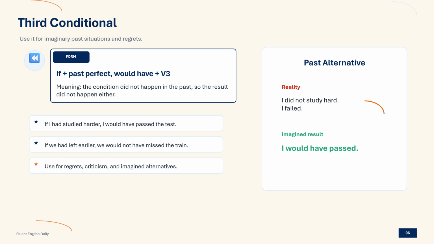The third conditional is commonly used to express regret, criticism, or imagined alternatives to past events. It allows us to think about how the past could have been different. However, the past cannot now be changed. So when you see had plus the past participle in the condition and would have plus the past participle in the result, you are usually dealing with an unreal past situation.